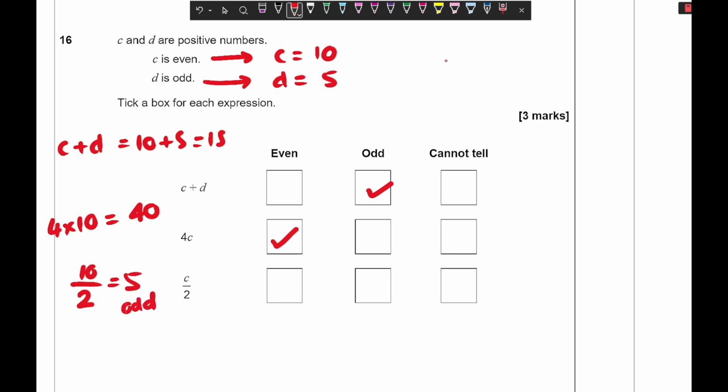However, let's have a look if that is the case. So what happens if I had 16 over 2? Then that would be 8, and that's even. So therefore, as you can see, that could be, can't tell. So it could be either or.